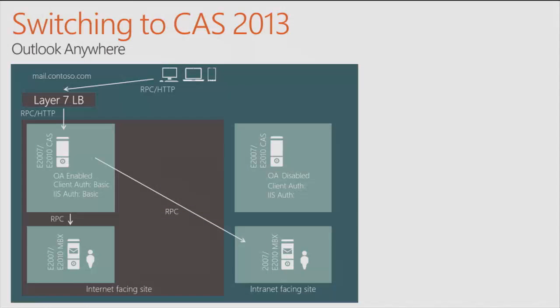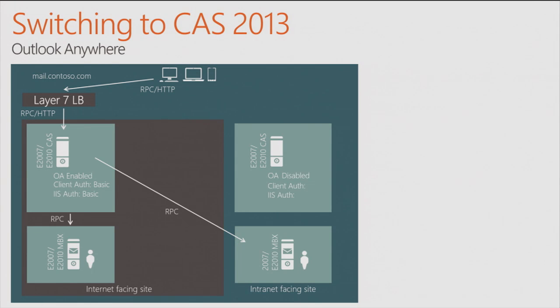Outlook Anywhere. So I mentioned there'd be a little more detail. This might be your start state, right? You've got Exchange 2010. You're using RPC over HTTP, or Outlook Anywhere for short. All right, you've got your Layer 7 load balancer in place, taking traffic in on mail.contoso.com, and you're getting ready to introduce Exchange 2013. You have an internet-facing site and an intranet-facing site, so it does not have internet access. You'll notice that we have a client access server that is enabled for Outlook Anywhere in the internet-facing site and disabled on the intranet-facing site.